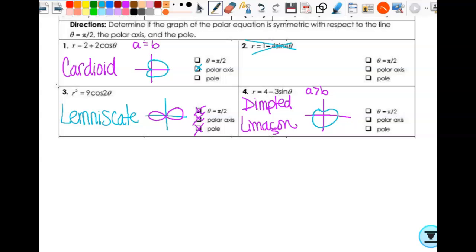Is it symmetric to theta equals pi halves? Yes, it is. Is it symmetric to the polar axis? No. Is it symmetric to the pole? No. If I rotate it 180 degrees, it looks upside down, right? So, why am I marking them? I'm sorry. I said no, and then I marked them off. So it's only symmetric to theta equals pi halves. Okay, make sense? We good?